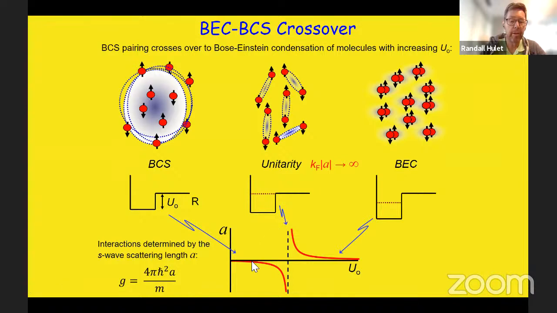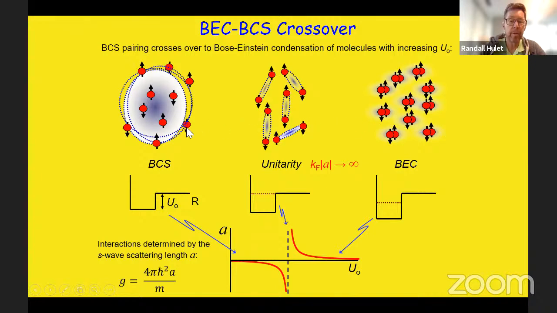And so you can see in this picture below, where the S-wave scattering length, shown in red as a function of U naught, starts off as negative. That corresponds to an attractive interaction. And when the bound state just appears, the sign of the scattering length discontinuously changes from negative infinity to positive infinity. And as I go deeper still, I form these molecules of spin up and spin down atoms.